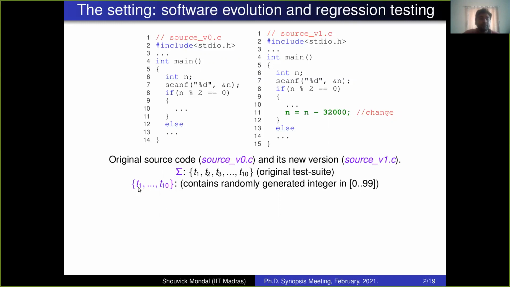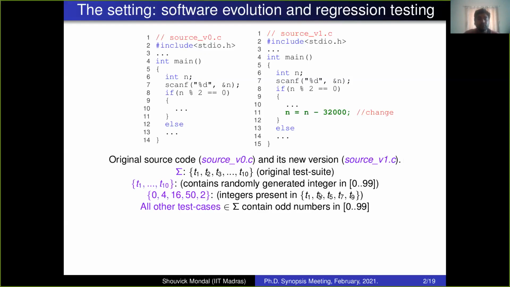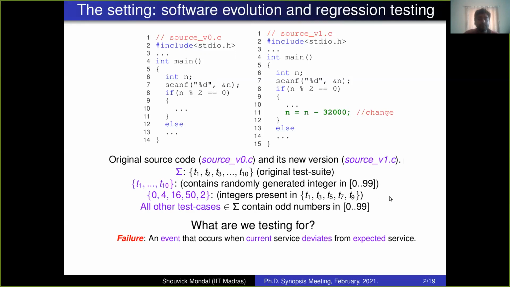For simplicity, in these 10 test cases, we have randomly generated integers from 0 to 99. So 5 of them are even integers and 5 of them are odd integers. So what you need to do is to select only those test cases which have even integers as input: 0, 4, 16, 15, and 2. All other test cases are odd integers. So you see that we can also remove the 50% of these test cases that are not relevant. So these regression test cases are now only 1, 3, 5, 7, and 9.